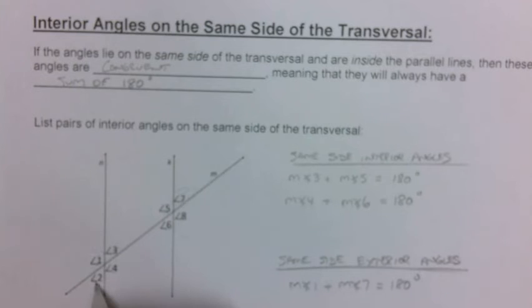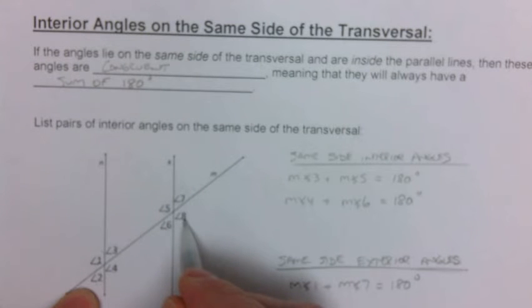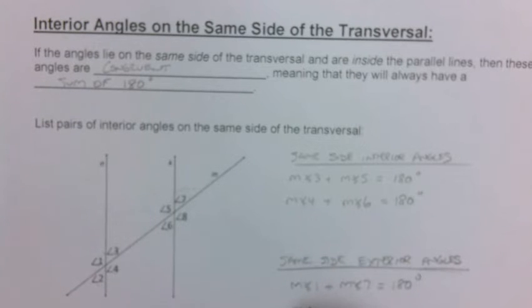And then angle 2 and angle 8. They're on the same side of the transversal, outside of the parallel lines. If I added those together, we would also get a 180 degree straight angle. So they are supplementary. The measure of angle 2 plus the measure of angle 8 equals 180 degrees.